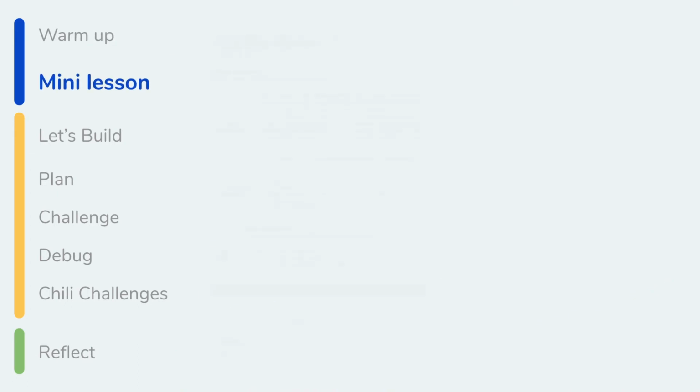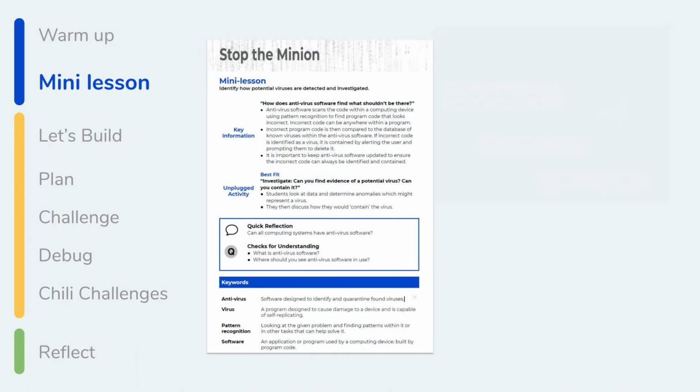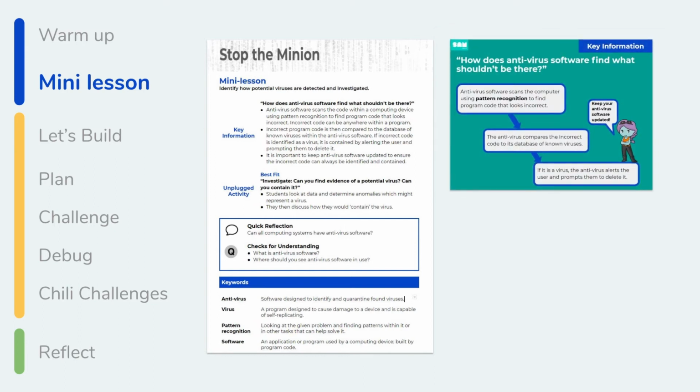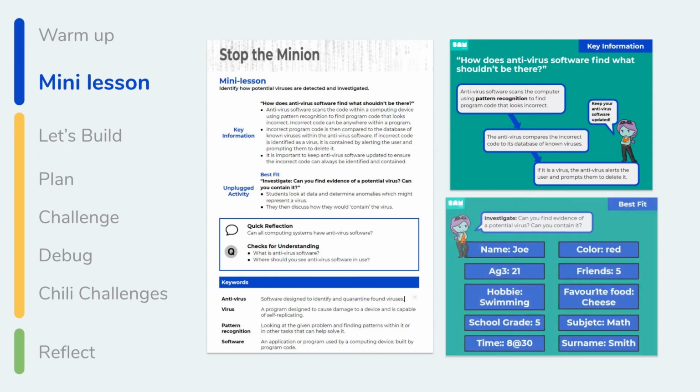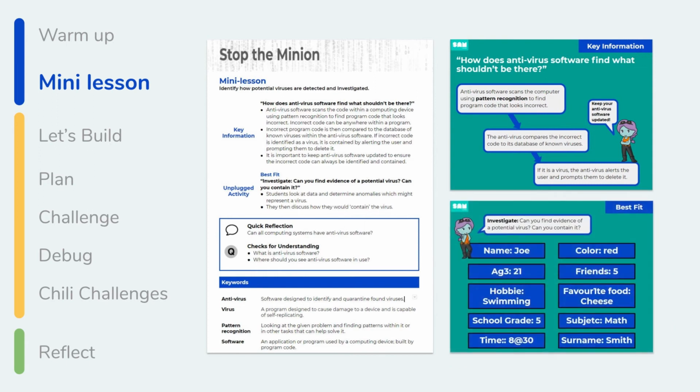The mini lesson builds on the learning from the warm-up, consolidating computing knowledge for students with additional information. The mini lesson also includes an unplugged activity. 5 activity formats are used in total. They are compare and contrast, best fit, matching pairs, follow the flow, and break it down.